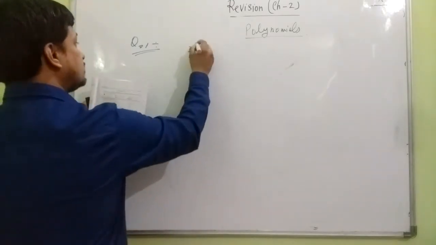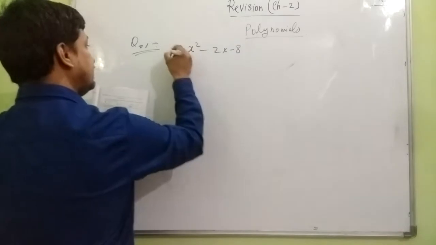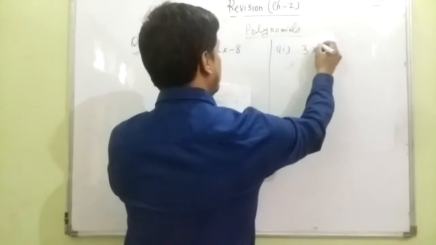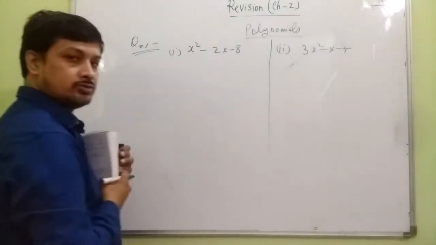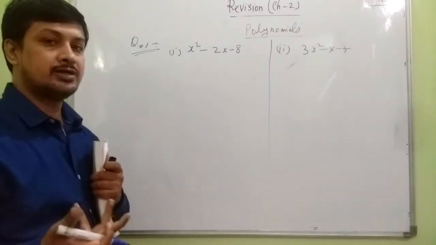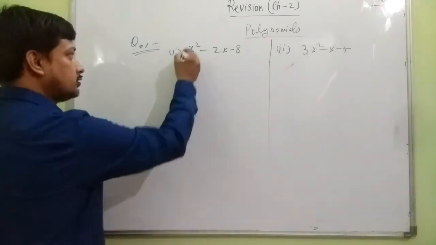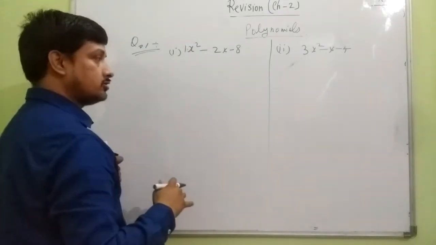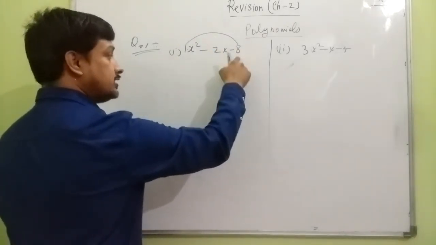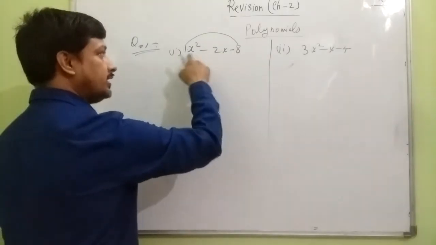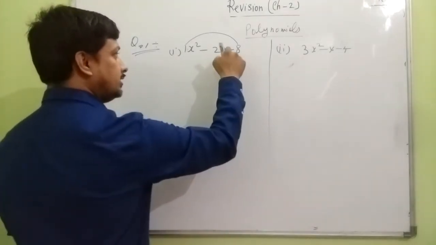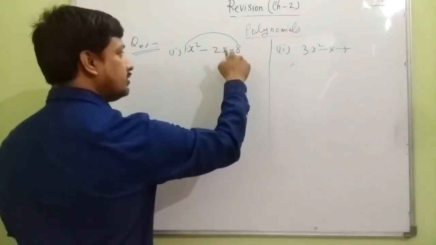We have x square minus 2x minus 8. This is the first polynomial, and another we will take 3x square minus x minus 4. So how to factorize it? If there is a question asking what the factors of this are, how do we factorize it? You know very well, in class 9 and class 8 also you have done this. The coefficient of x square and the constant term will be multiplied, giving 8. Factors of 8 which give the difference 2. Why difference? Because the minus sign is here.